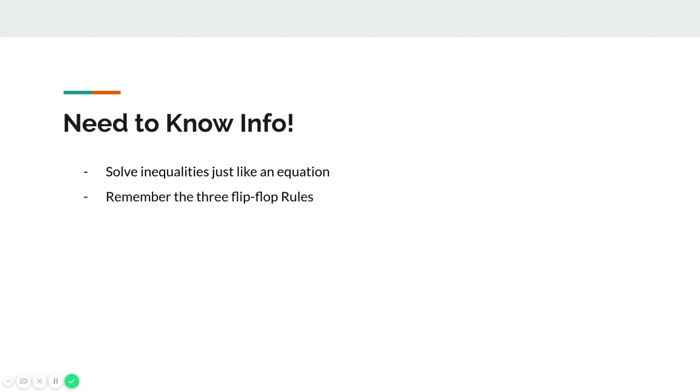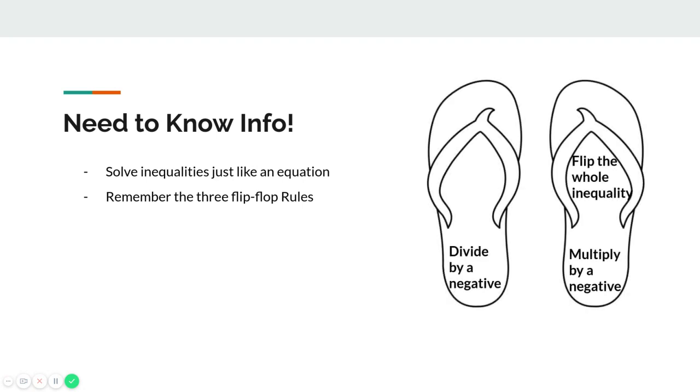Two, we need to remember the 3 flip-flop rules. Now, what are the flip-flop rules? With inequalities, if you ever divide by a negative, you have to flip the inequality sign. For example, if it was greater than and you divide by a negative, you will flip it to a less than symbol. If you're going to flip the entire inequality, meaning you take the right and the left side and switch places, you have to flip the inequality symbol. And the last one, just like dividing by a negative, if you multiply by a negative, you will also have to flip the inequality sign.